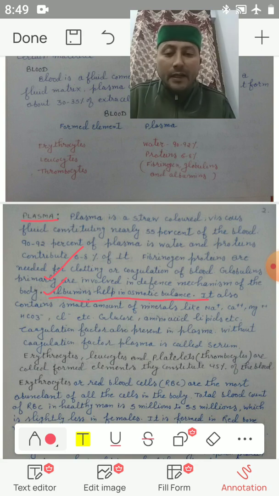They are approximately 45% of the blood. As I have already mentioned, 55% is plasma, so the remaining 45% will be these formed elements. Is it okay?